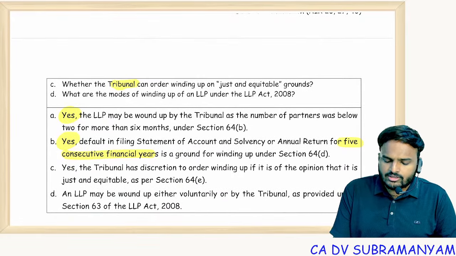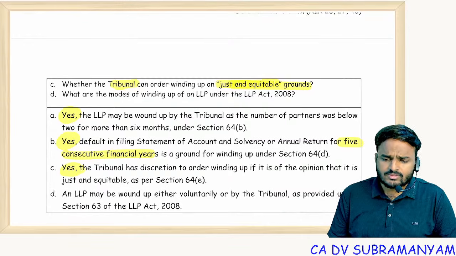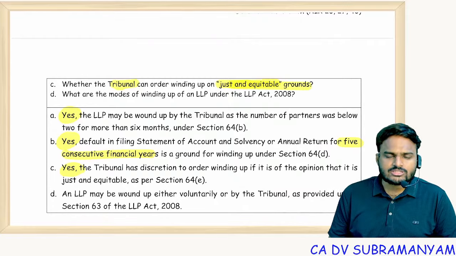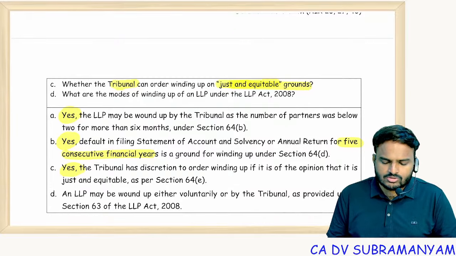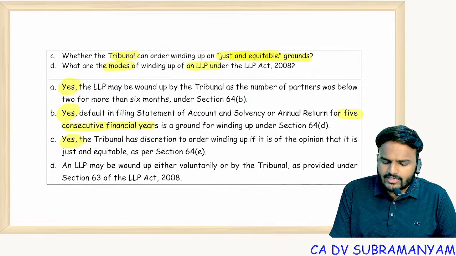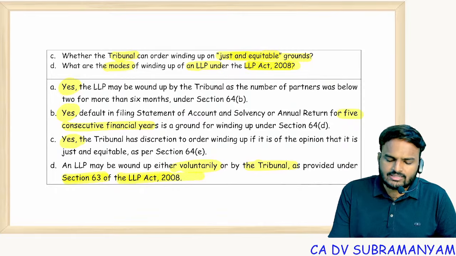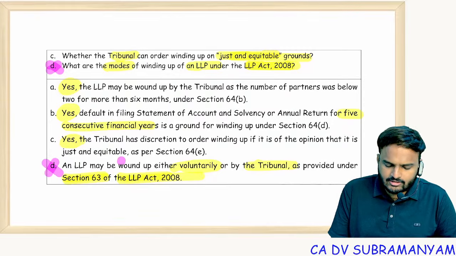Whether the tribunal can order for winding up on just and equitable grounds? Yes, when there is a deadlock in the management. Partners are not agreeing to the terms. Partners are not doing business with a fiduciary relationship. Based on fair and reasonable grounds, the tribunal may order for winding up of the LLP. What are the modes of winding up of an LLP under LLP Act 2008? You can see LLP can be wound up either voluntarily or by the order of the tribunal as provided under section 63 of the LLP Act 2008. So generally this kind of question won't come.